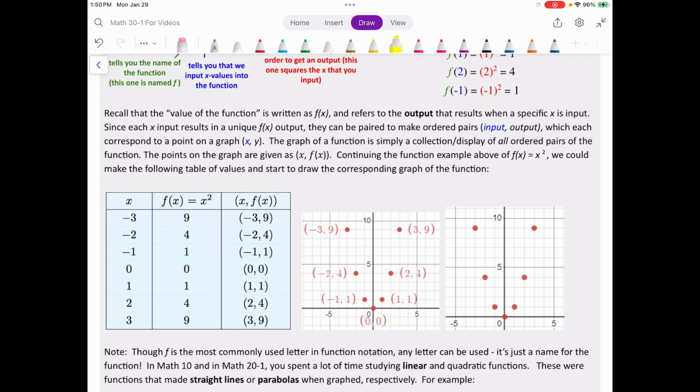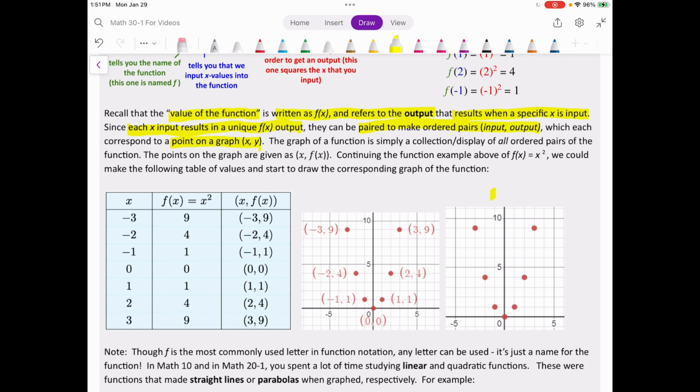So again, just a reminder here, the value of the function, when we say that, we're saying what its output is, right? We write that as f of x, and it's talking about the y value, what came out of the function, right? The output that results when a specific x is input. And for a function, since each x input results in a specific f of x output, each x gives us a specific y. We can actually just pair them up to make ordered pairs, right? Input, output, which each then correspond to a point on a graph: x, comma, y, input, comma, output.